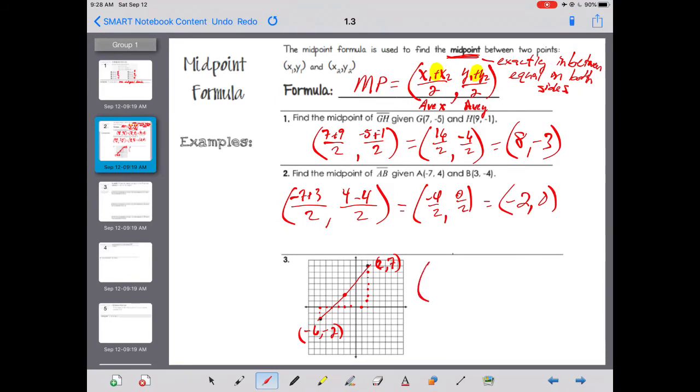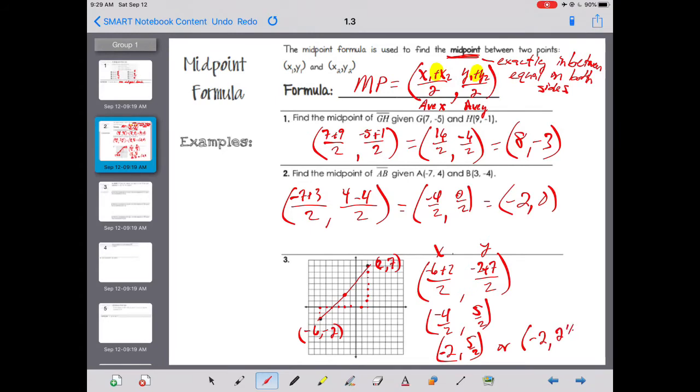So let's do the math. Divide by 2, divide by 2. Negative 6, negative 2, plus 2, plus 7. This is x's, those are y's. Negative 2 plus 2 is negative 4 over 2. Negative 2 plus 7 is 5 over 2. So that would be negative 2, comma, 5 over 2. Or negative 2, comma, 2 goes into 5 2 times with 1 left over.